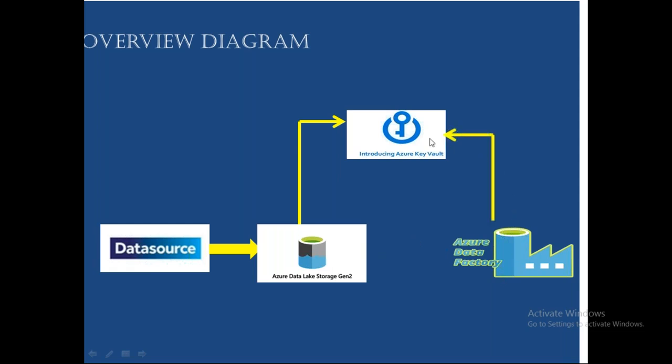Now from Data Factory I will connect to the key vault and retrieve that key. With the help of that key I can connect to the Azure Data Lake Storage Gen 2. Then I can read and write the data. Remember, only for Data Lake Storage Gen 1 you will not have any keys. For Data Lake Storage Gen 2 you will have keys, because Data Lake Storage Gen 2 is nothing but the combination of Blob storage and Data Lake Storage Gen 1.